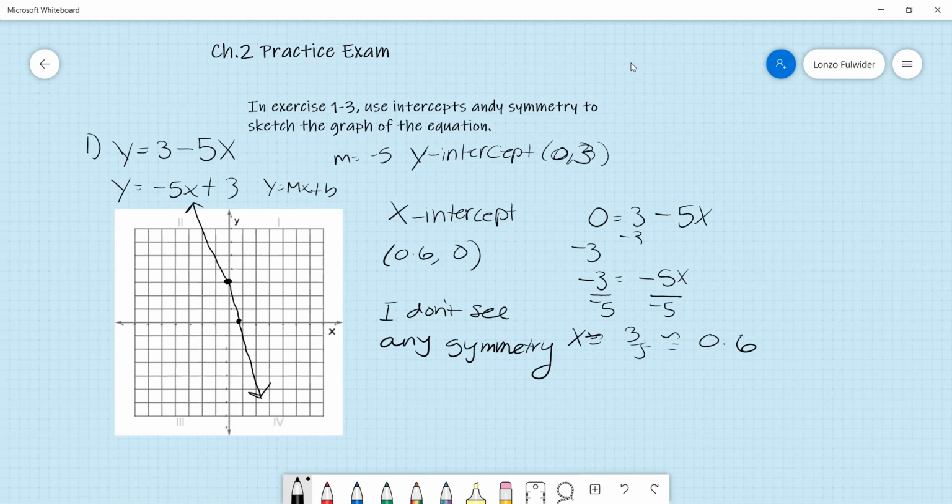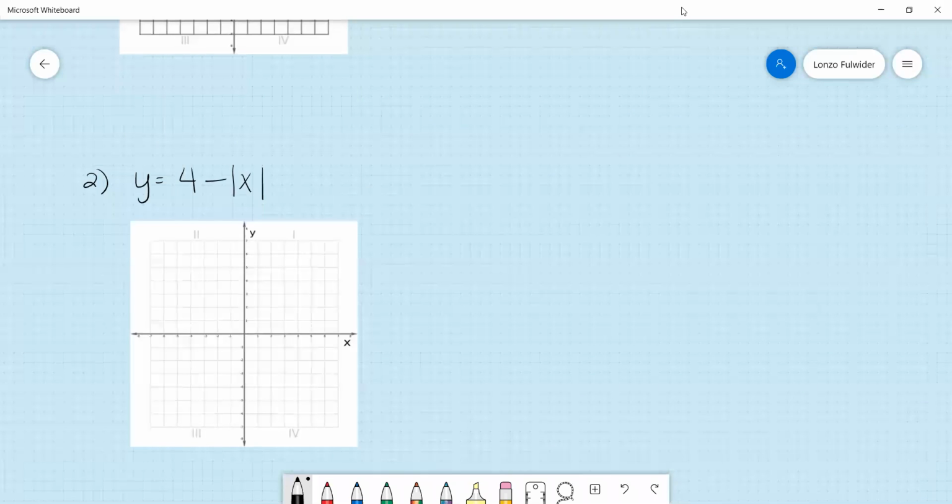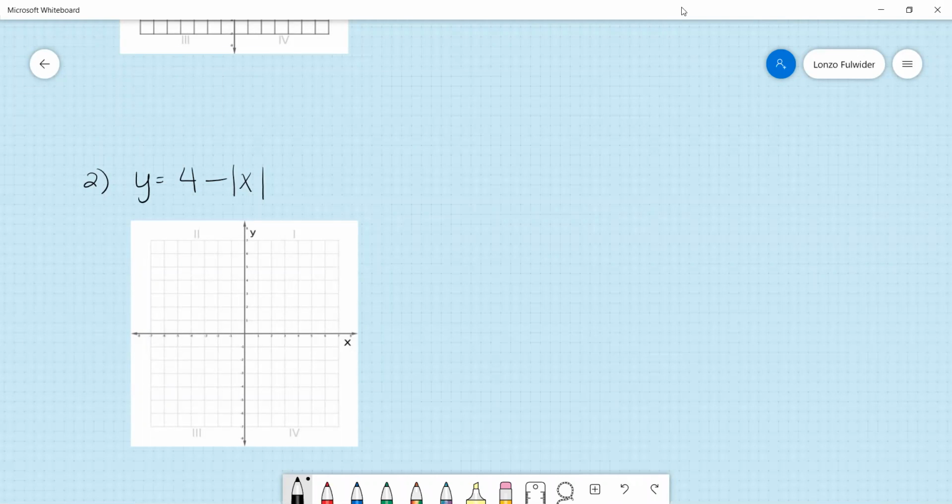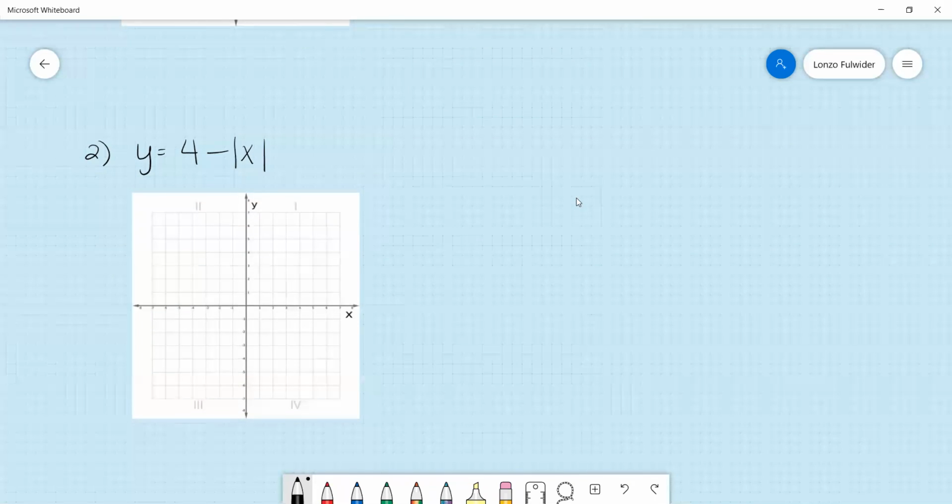Let's move on to question 2. Same directions, we have to find intercepts and any kind of symmetry. So we have y equals 4 minus absolute value of x. So this is no longer a linear graph. When you graph any kind of equation, the simplest way is just to list everything you know about the graph. So what do I know about this graph? We know it's automatically an absolute value graph, right?